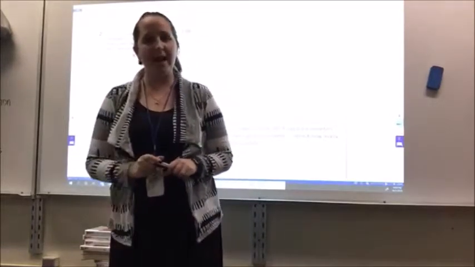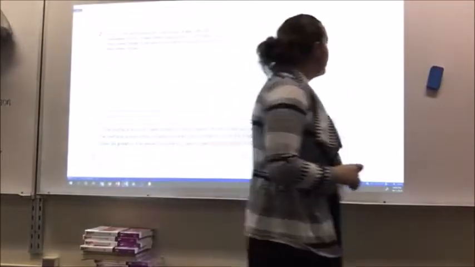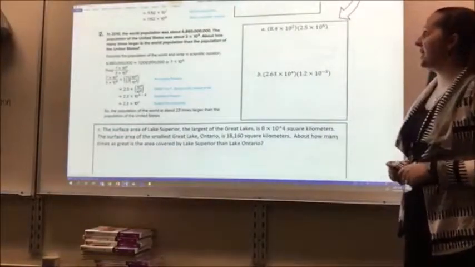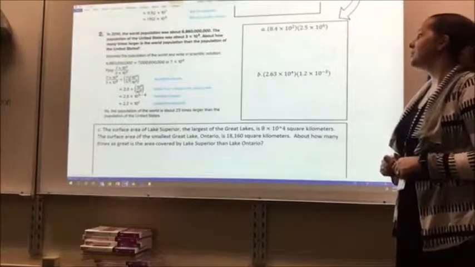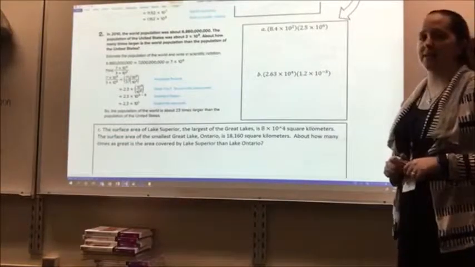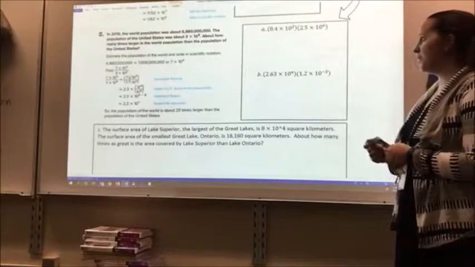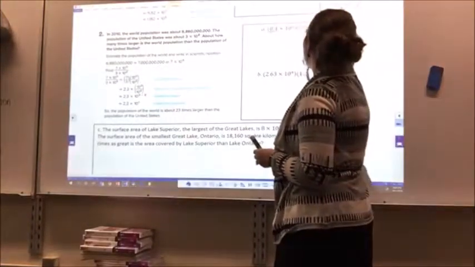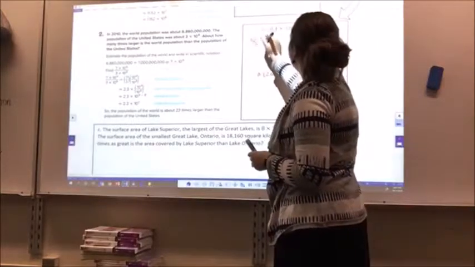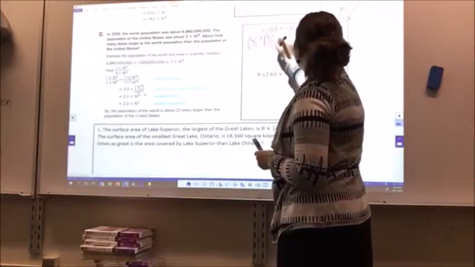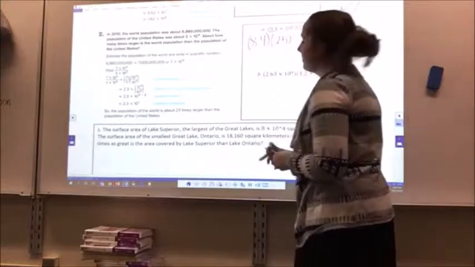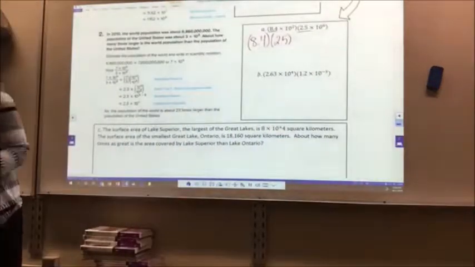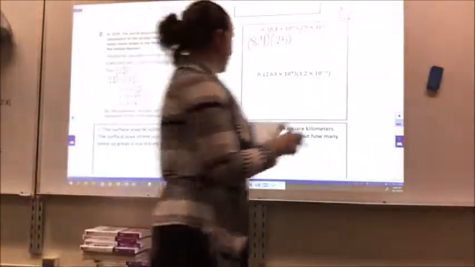The first one I have is letter A. Letter A states 8.4 times 10 squared times 2.5 times 10 to the 6th. What I want to do first is multiply my whole numbers together. So 8.4 times 2.5. When I do that, that gives me 21.